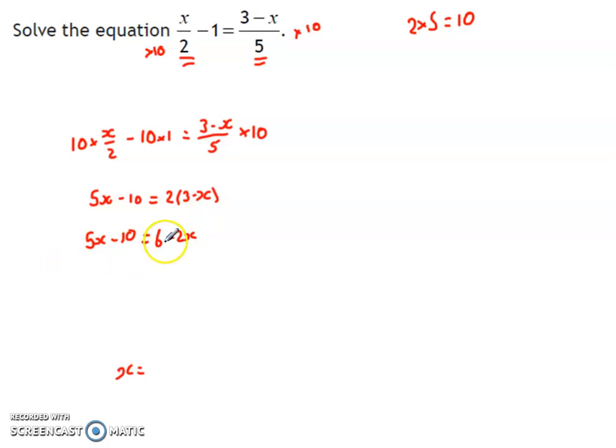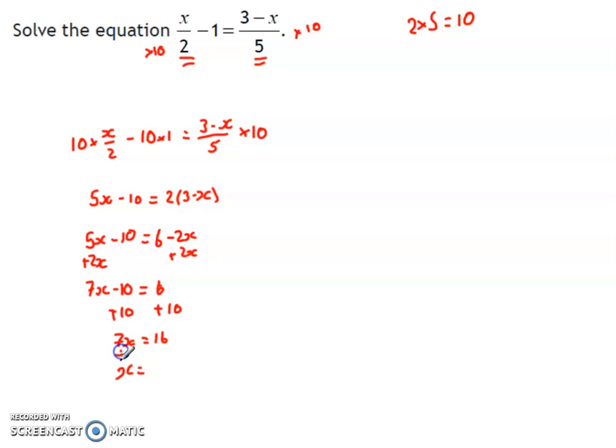So I'm going to shift all my letters over here. So what I'm going to do is add 2x onto both sides to begin with. So I've then got 7x minus 10 equals 6. I'm then going to get rid of the plus 10 by adding 10 to both sides. So I add 10 to both sides. What that then gives me is 7x is equal to 16.